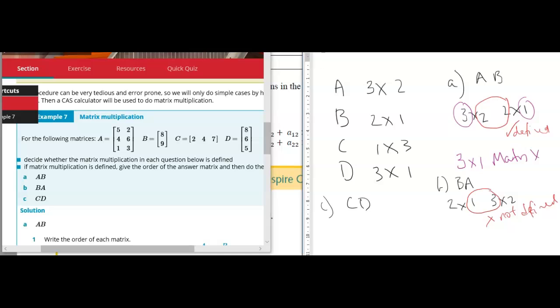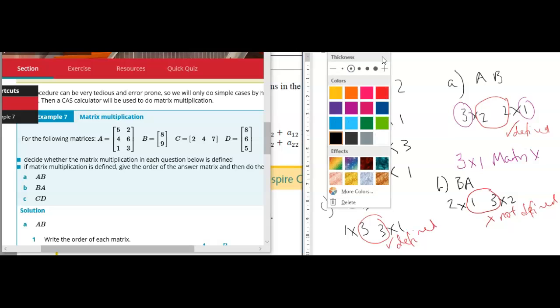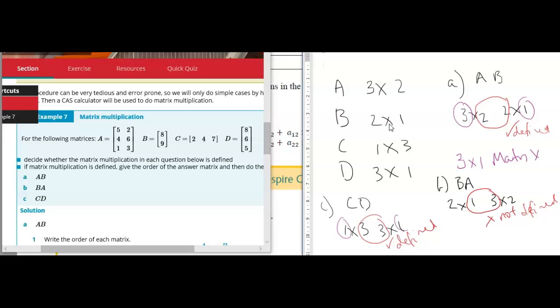All right, CD. So C is a 1 times 3 and D is a 3 times 1. Again, grab your red pen. They are the same, so it's defined, and I'm sorry for squishing it in here. And what do we want? Purple again. Okay, so your answer matrix is going to be a 1 times 1 matrix. That's the order of your answer.